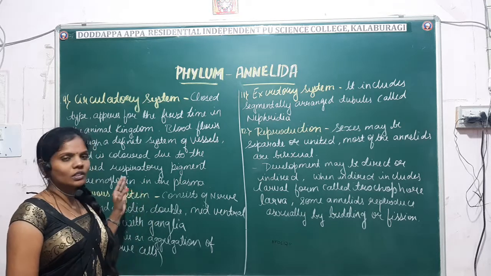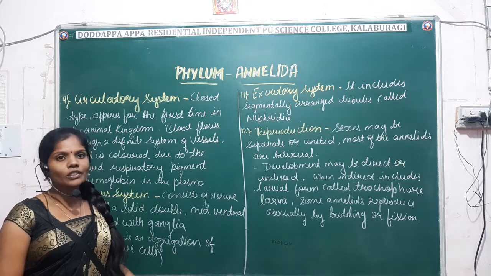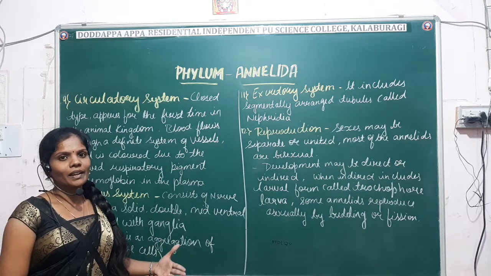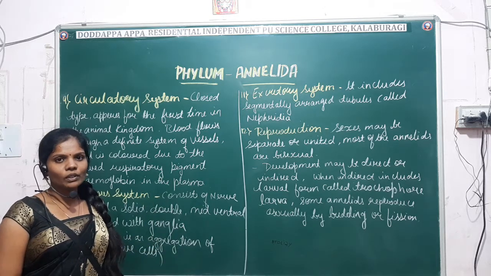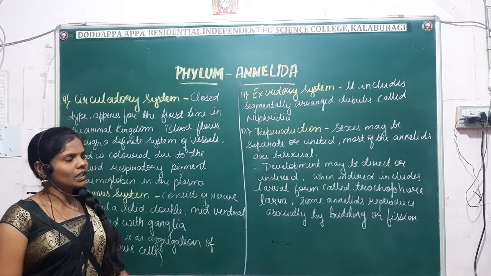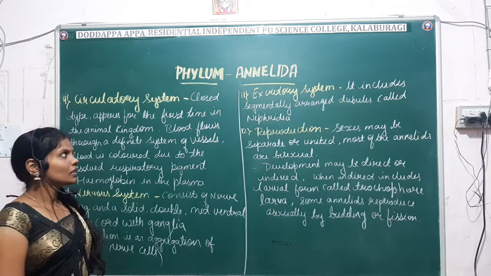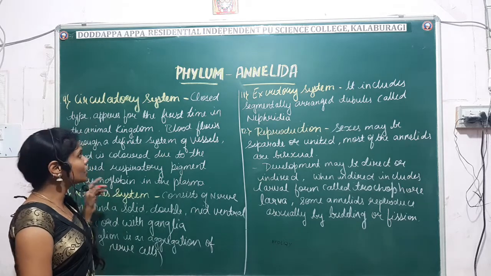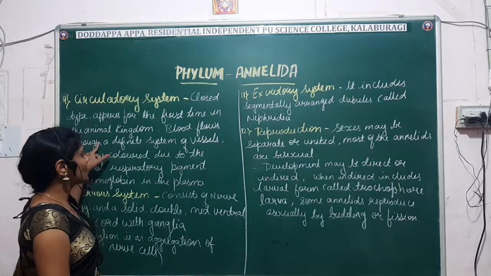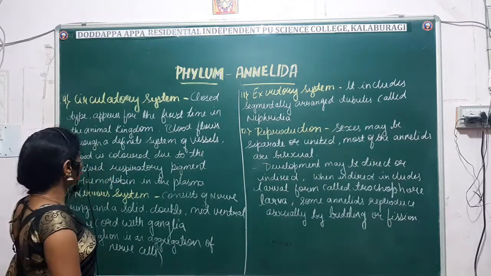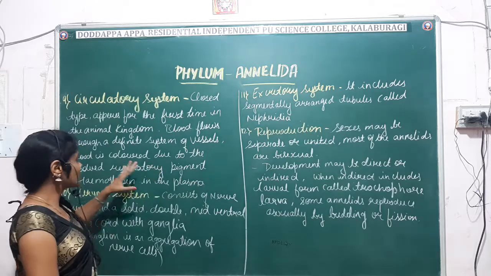Closed type means they have well definite blood vessels, where through blood vessels only the blood will be supplied to the different parts of the body. In the same way, in case of the annelidans, the circulatory system is of closed type, appears for the first time in the animal kingdom, and here the blood flows through a definite system of vessels.